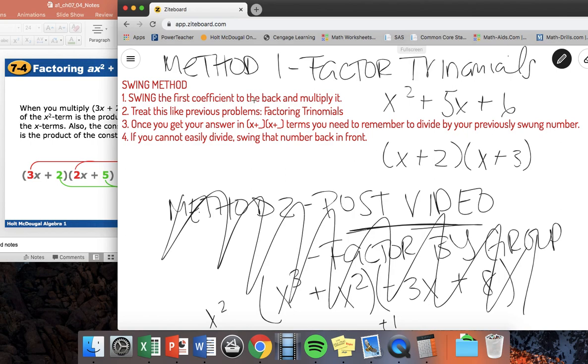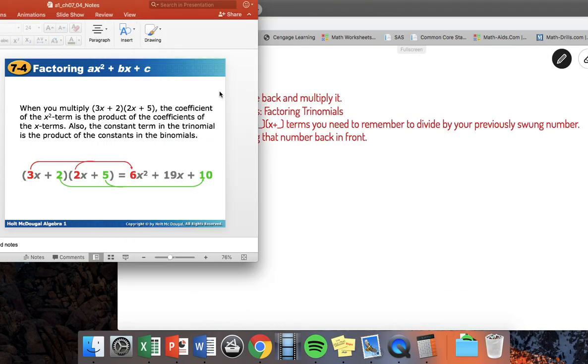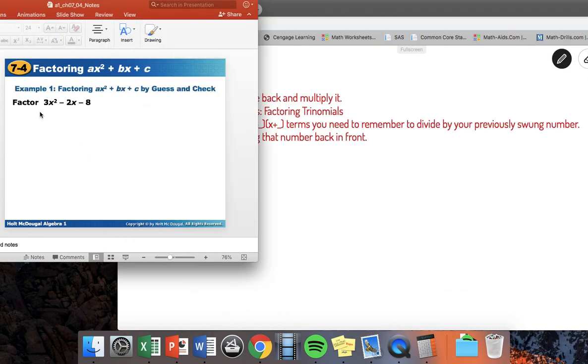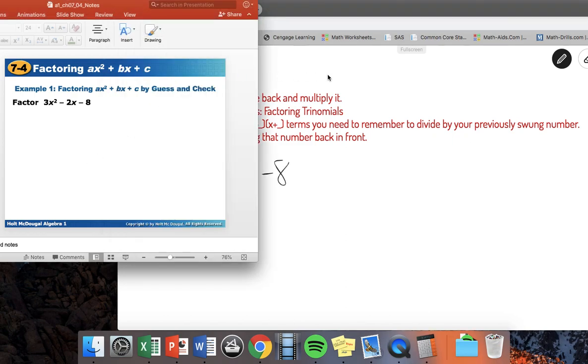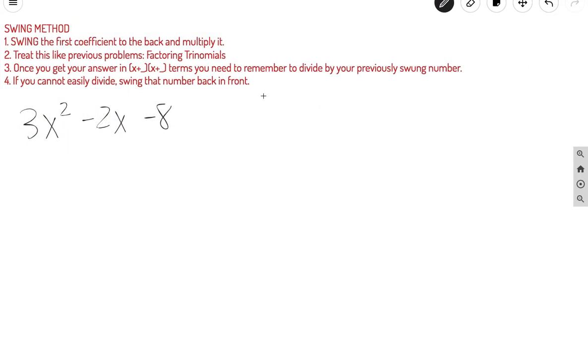So for problems, okay, if you like factoring trinomials, you're going to prefer the swing method, and that's what I'm going to show you right now. So let's practice with doing these problems. So here's our problem. We have 3x squared minus 2x minus 8. Here's our first problem. And here are the steps to the swing method.